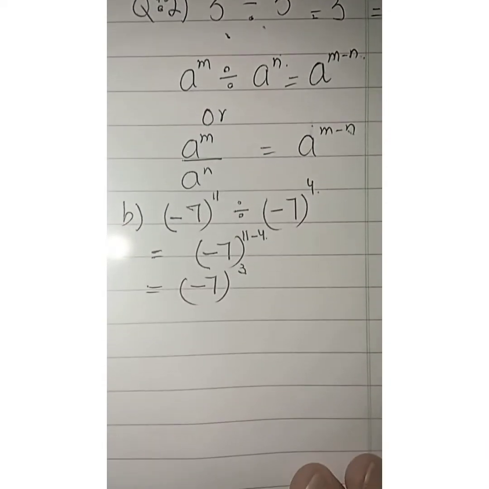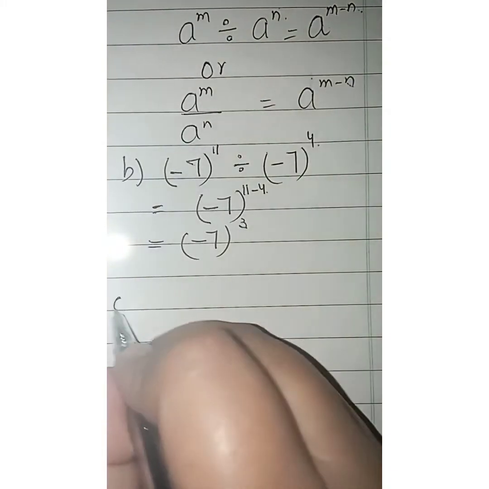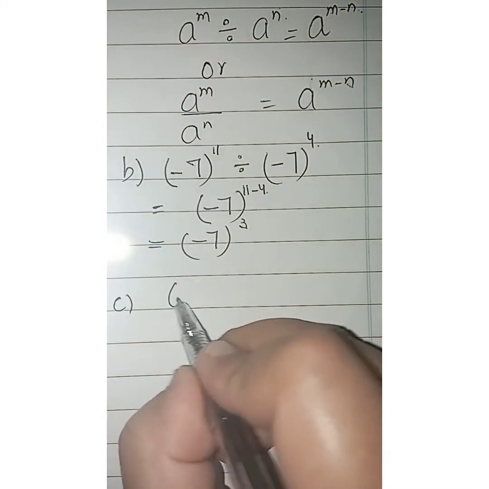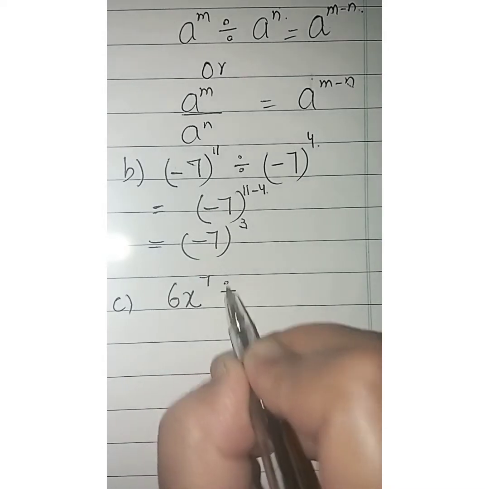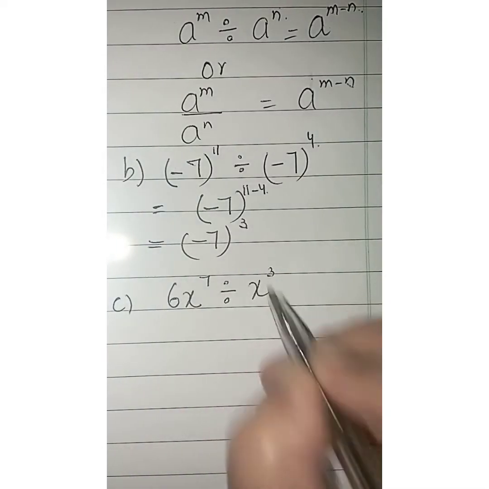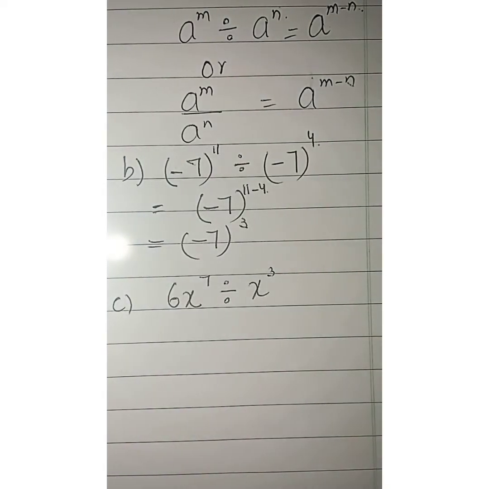Now moving on to the third part, which is again 6x7 divided by 6x3, using the division operation again.